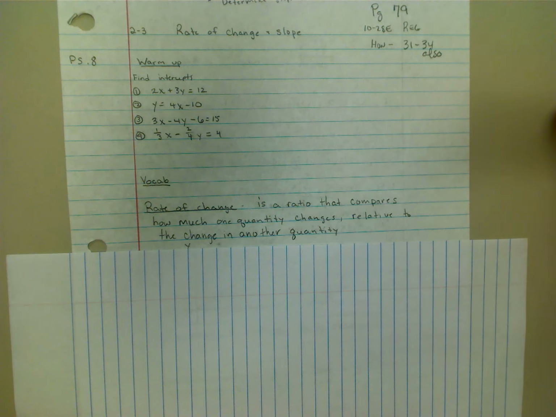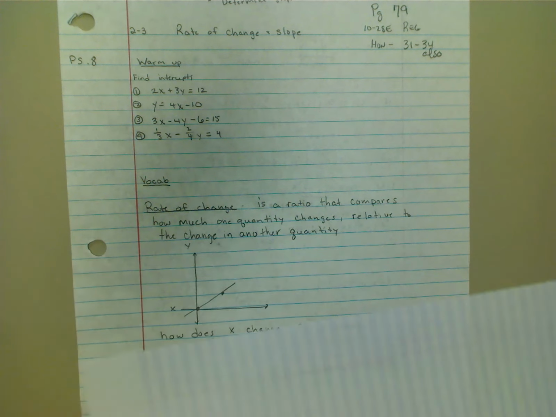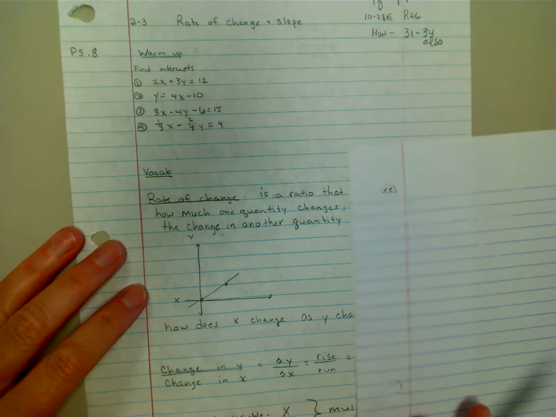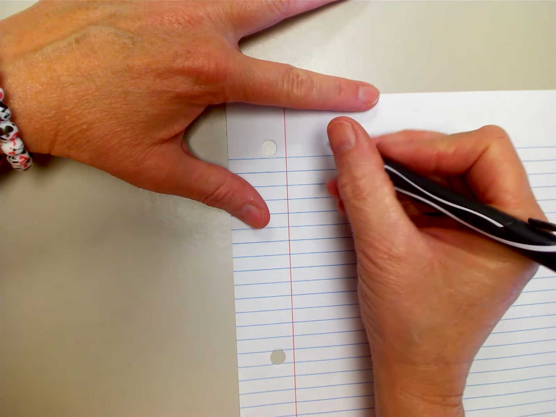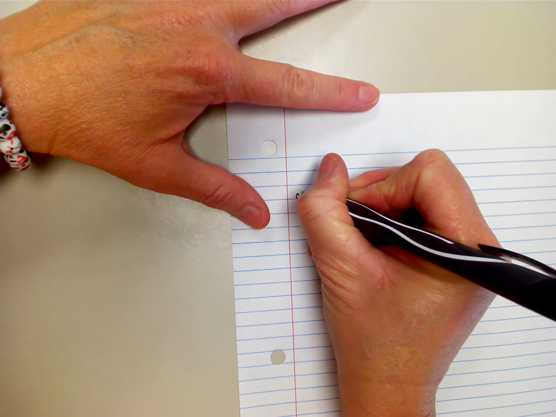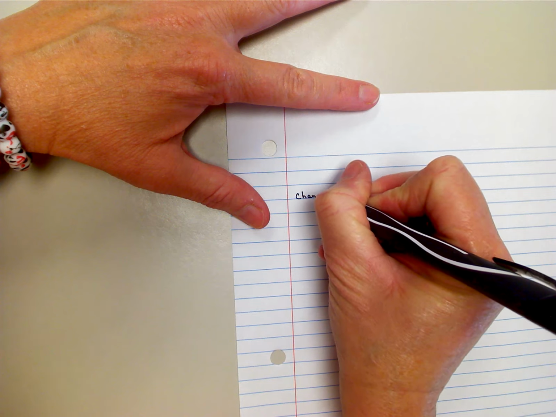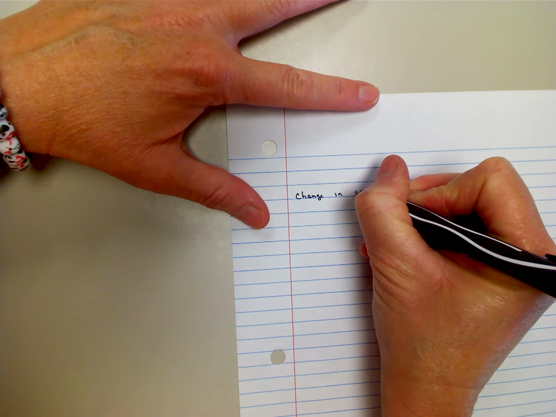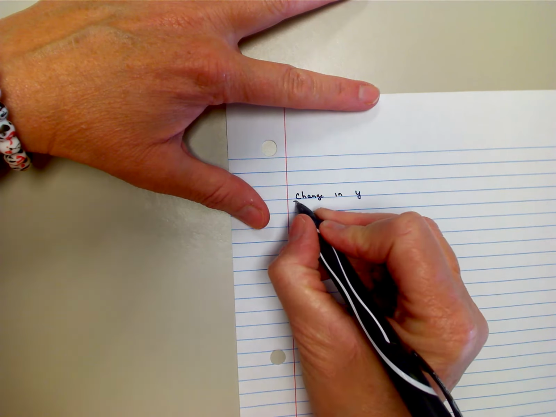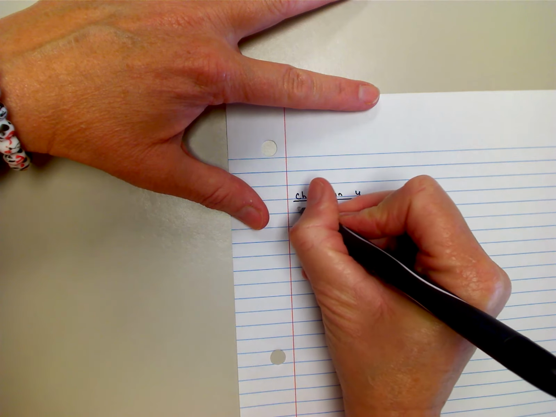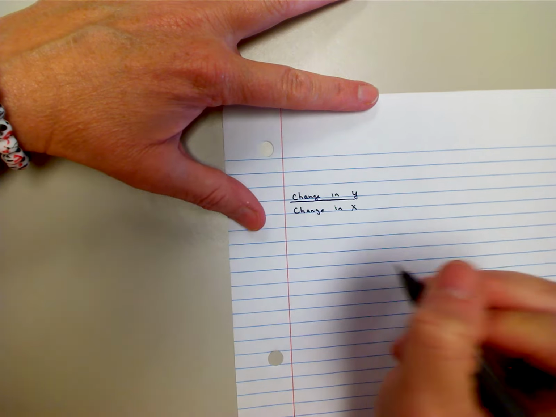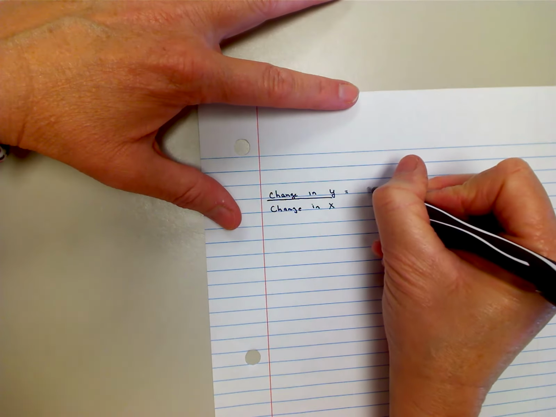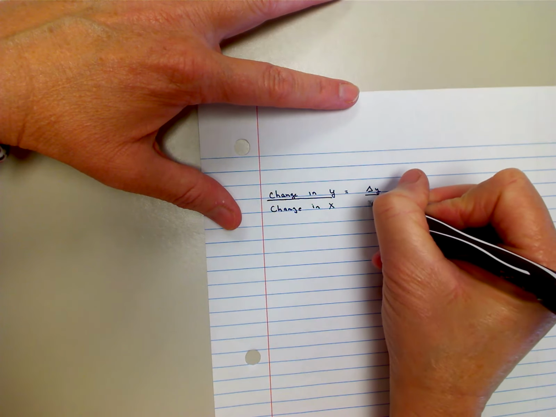So a ratio means that it's a fraction. What that means is it's the change in y, because those are the values we're talking about, the change in y over the change in x, which can be written this way. Sometimes we see it written this way.